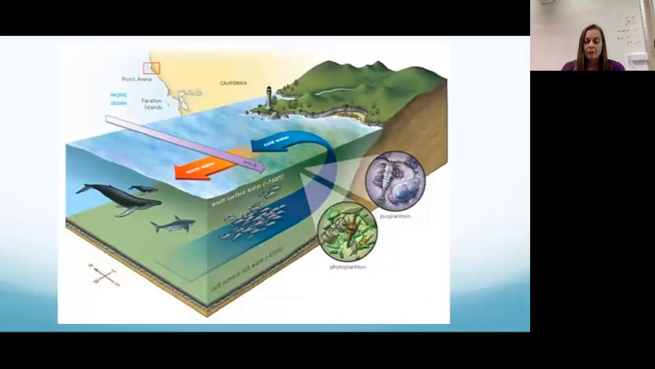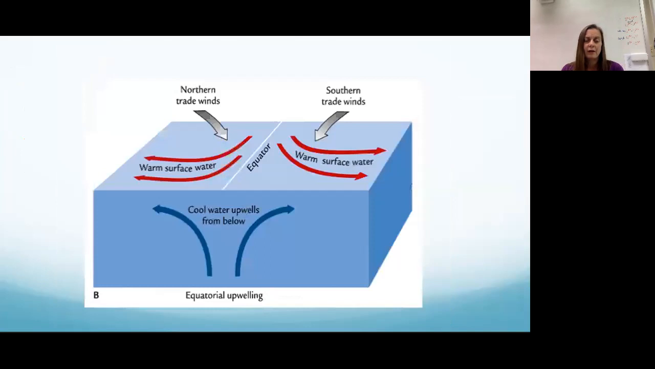In the open ocean, this is more often caused by the trade winds. So especially near the equator where the northern trade winds and the southern trade winds come together, they're going to push that warm surface water away from the equator, which is going to bring that cool water up from below.